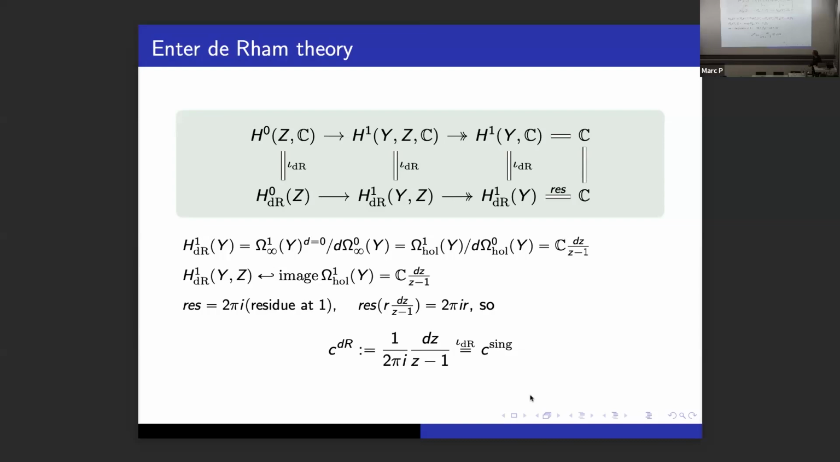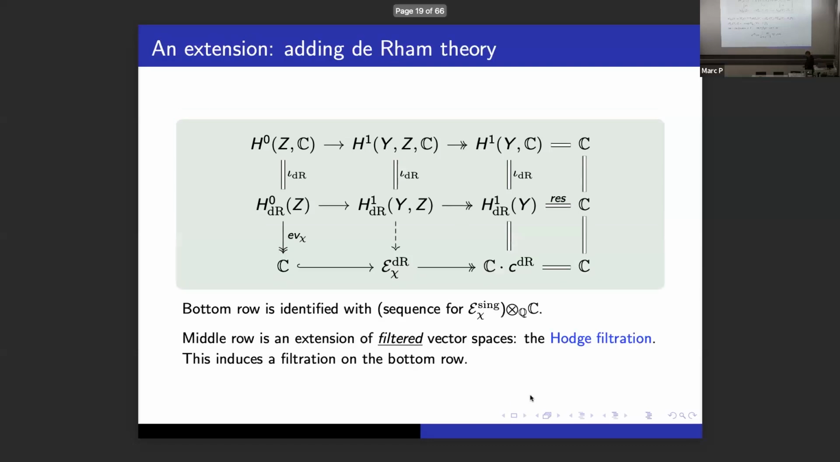Sorry. And under these de Rham singular maps, these two classes are identified. So one of the features is that we can be very explicit with this comparison in this particular case. And that's going to be important. And so then we can do the same construction that we did before. We can make the de Rham extension using the de Rham class and the same evaluation map.